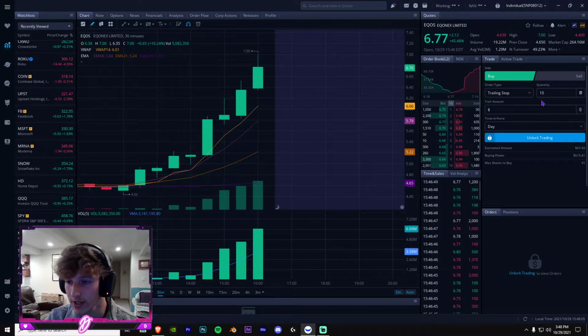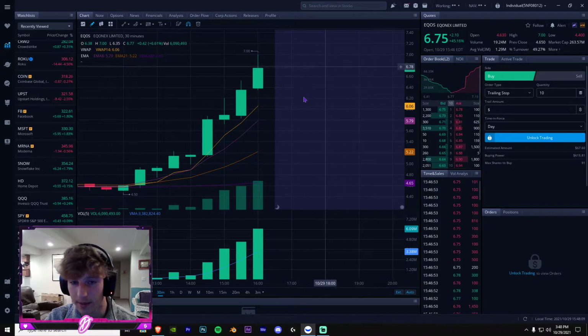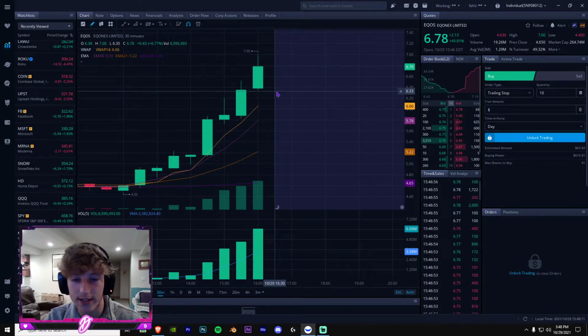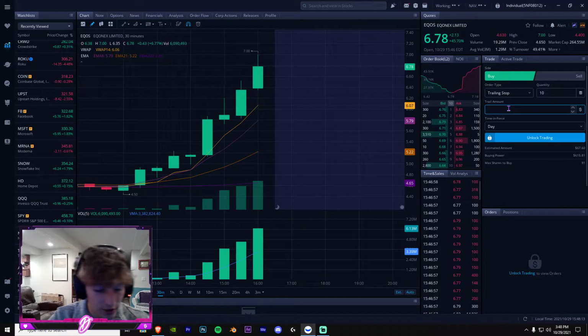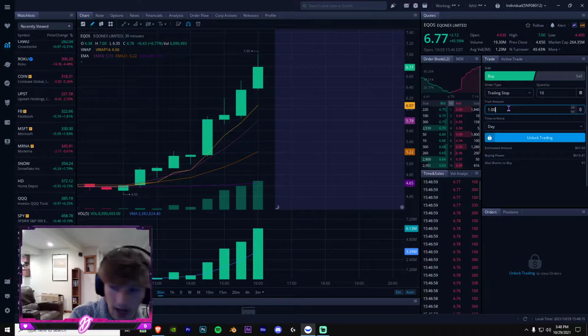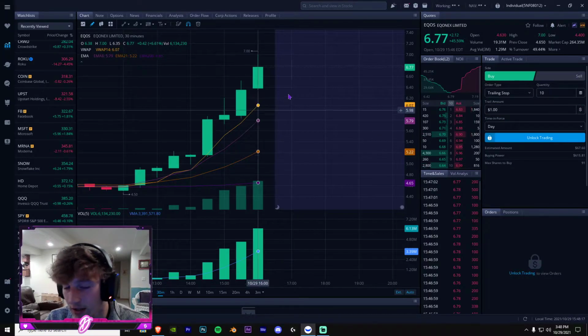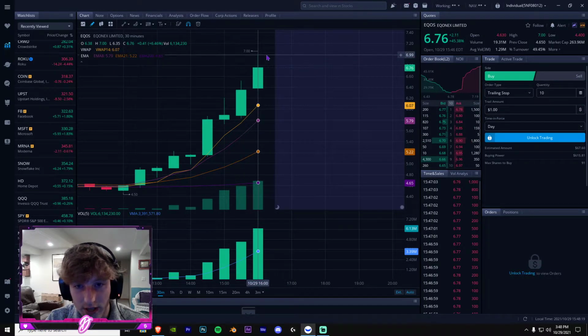So now a trailing stop is the last thing. Say we're in at $6 and say the stock keeps going up. If you put your trail amount at say $1, then every $1 that it goes up, say it's at $6 and it goes to $7, our trailing stop will be $1 under the highest price that it goes up.